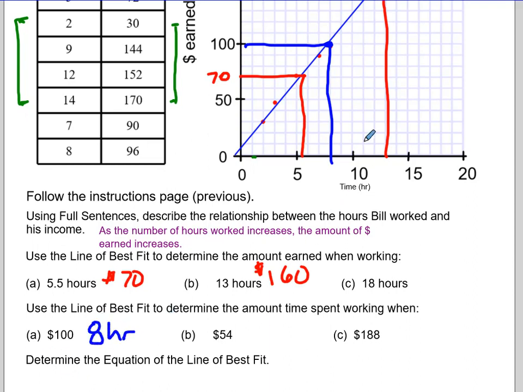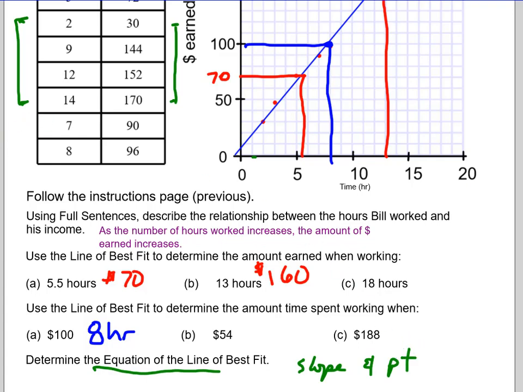What I do want you to know, though, is you need to show these lines on your graph on how you come up with those numbers. Okay, now the last part. Determine the equation of the line of best fit. So if we remember from chapter 5, things we need: slope and a point.